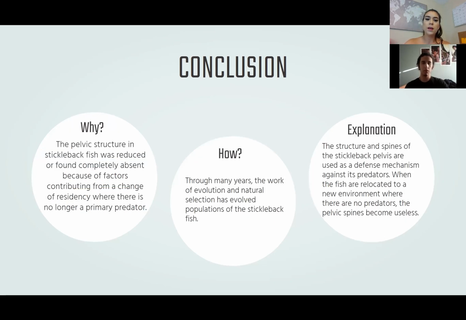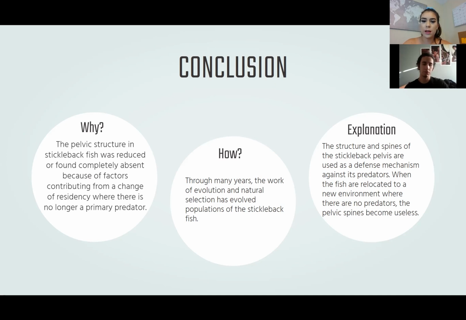Why does this happen? The pelvic structure in stickleback fish was reduced or found completely absent because of factors contributing from a change of residency where there is no longer a primary predator. As opposed to being in the open ocean where you see all sorts of different species that can obviously eat you, eat these little fish. There is not one anymore where they are secluded.